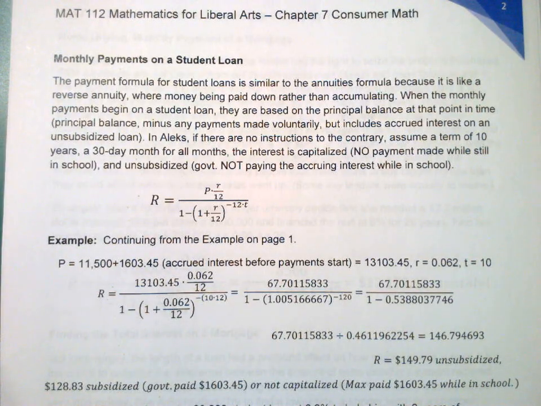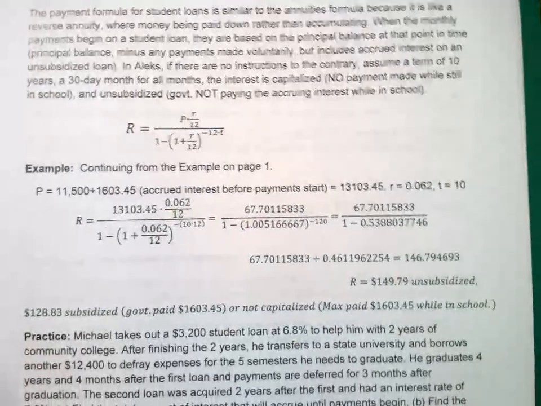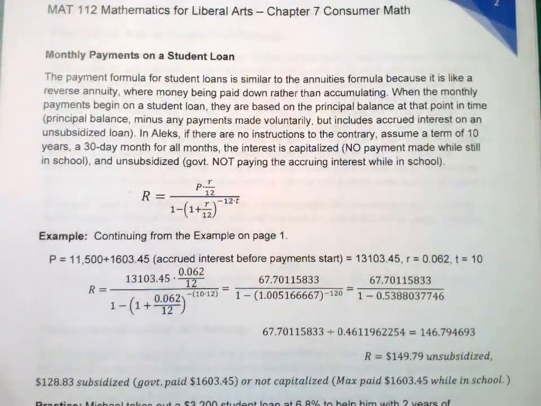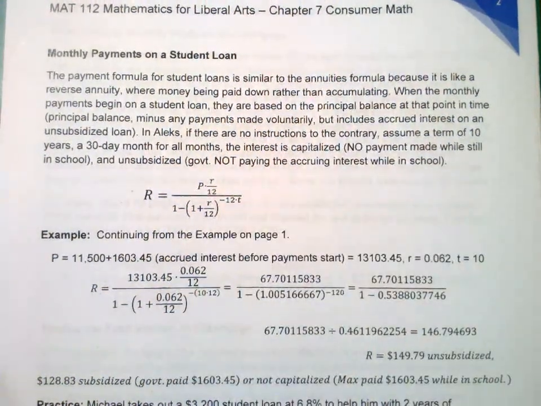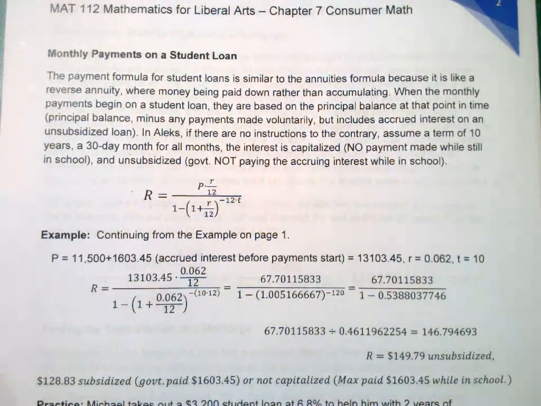All right, page 2 on chapter 7, section 6, we're going to figure out how to calculate monthly payments on a student loan. Okay, so the monthly formula for payments. We've seen before that a capital letter R is designated for payments. These are the same letters used in all the other sections.